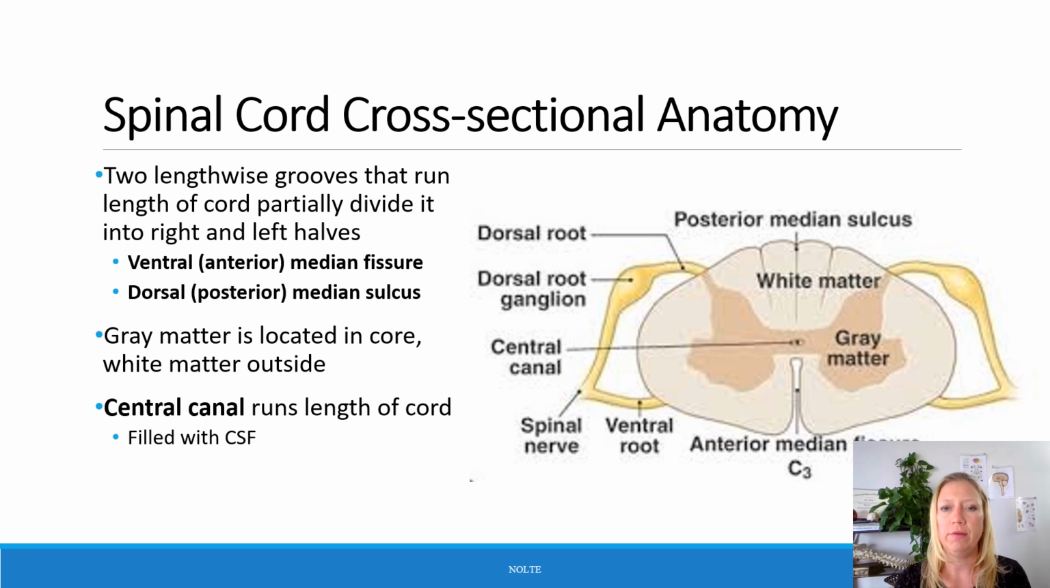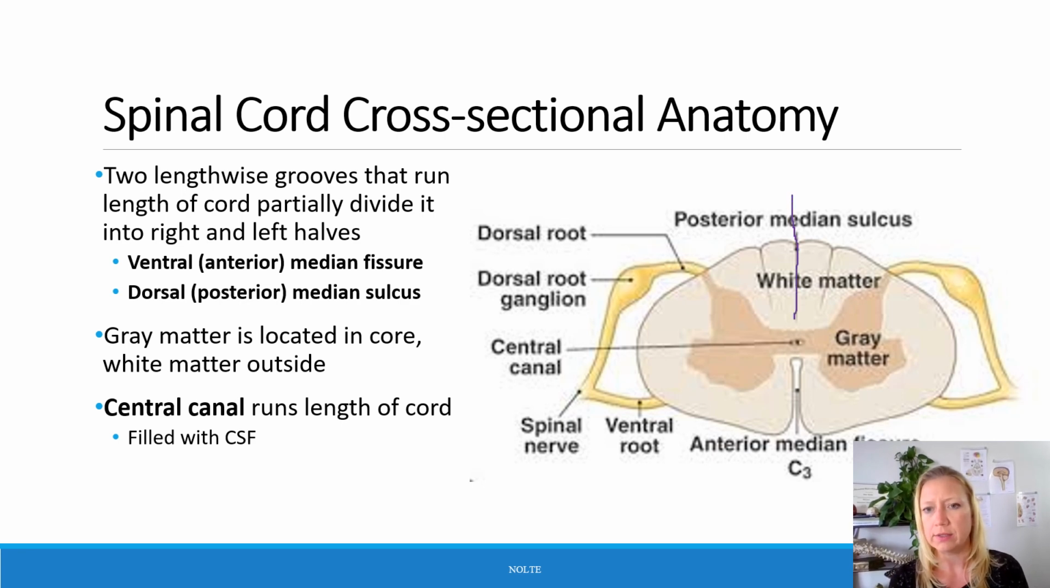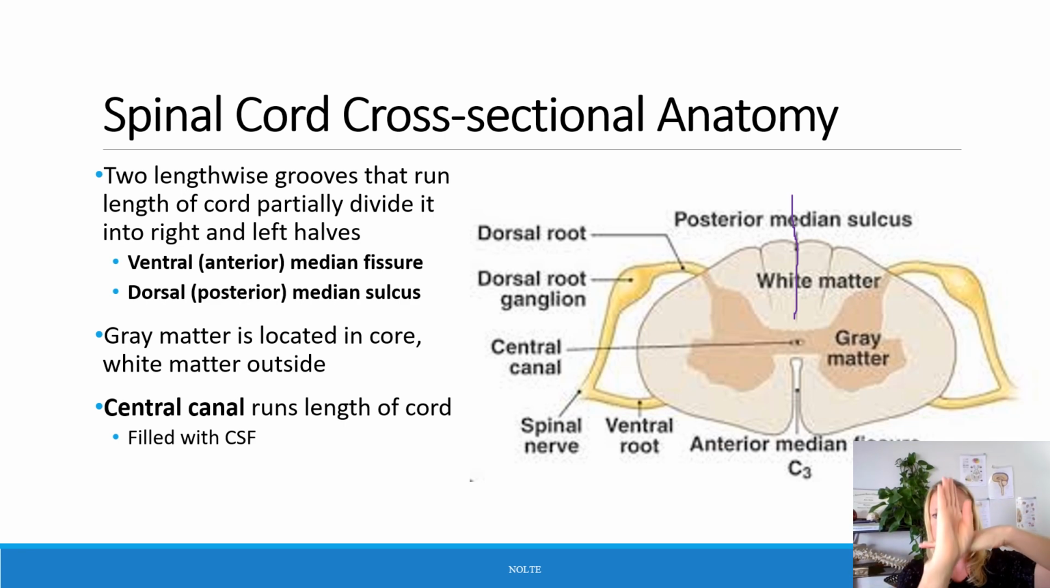Nice little schematic here for you, real nice and simple at first. So we just get this idea of what it looks like, very simple, and then we'll start piecing it apart a little bit. So we see these two lengthwise grooves. I'm going to switch to purple now. That run the length of the cord. We saw that in an earlier picture. They divide it into right and left halves. So we can see right here, posterior median sulcus. Remember this is a cross section, and you're seeing just that little line. So it's coming all the way down like that. And then on the front, we can see this anterior median fissure area here.